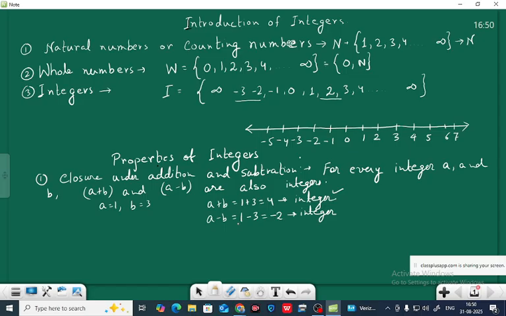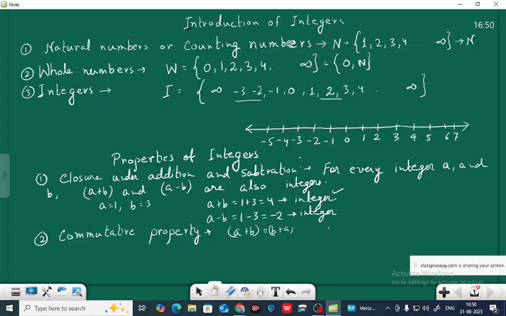The next one is the commutative property for addition. Number 2 is the commutative property. In the commutative property, for every integer a and b, a plus b is equal to b plus a.